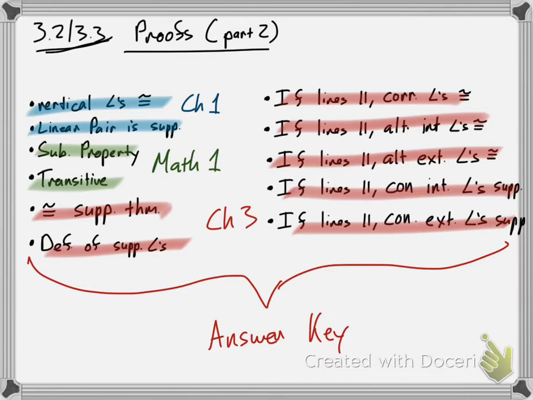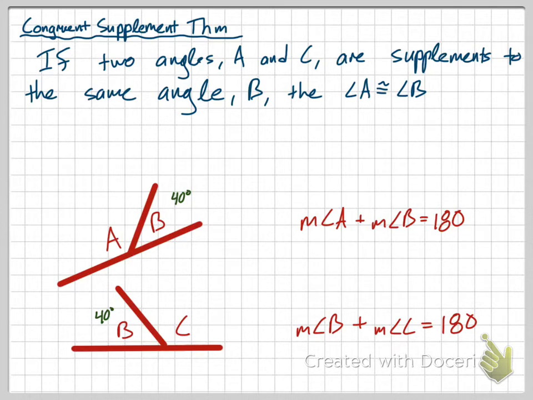Now, a few that I want to touch on before we get into our proofs are these theorems here. First, the congruent supplement theorem. It states if we have two angles, we'll say A and C, and they are supplements to the same angle B, then A is congruent to C here. I need to change that to C.